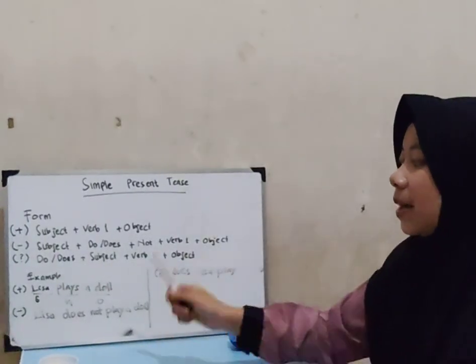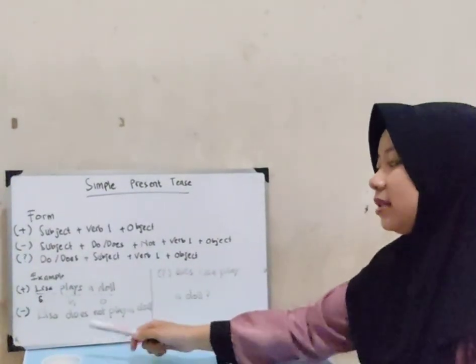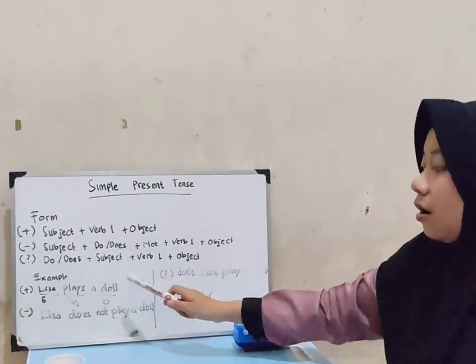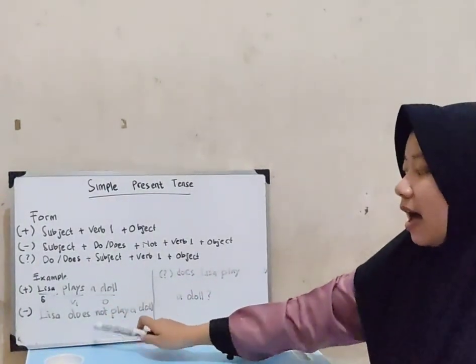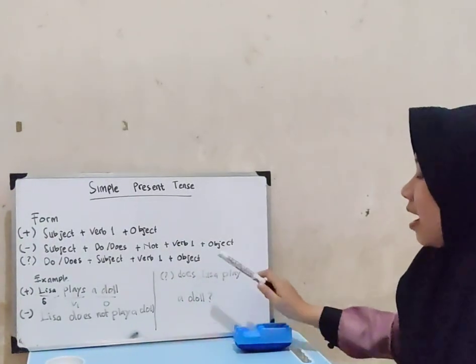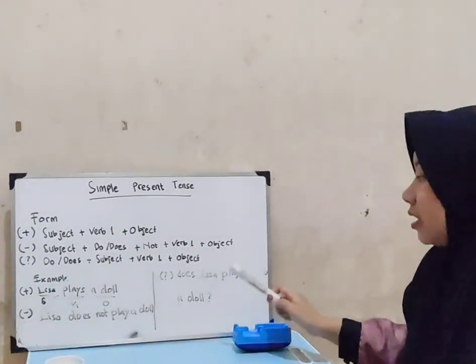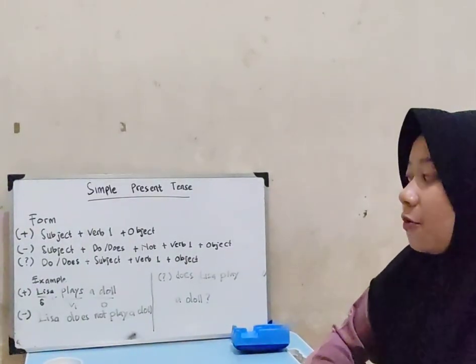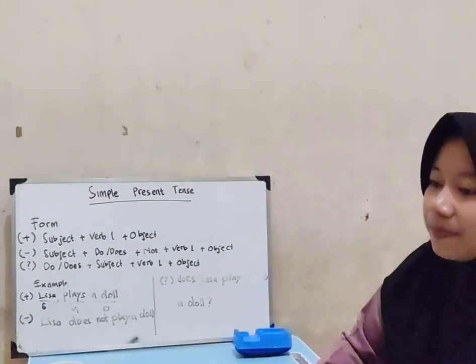And then the example for using does: for affirmative, Lisa plays a doll. For negative, Lisa does not play a doll. So for interrogative, does Lisa play a doll? Have you understood all? Okay, any other question?